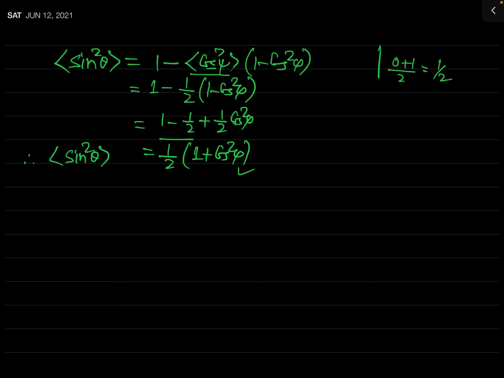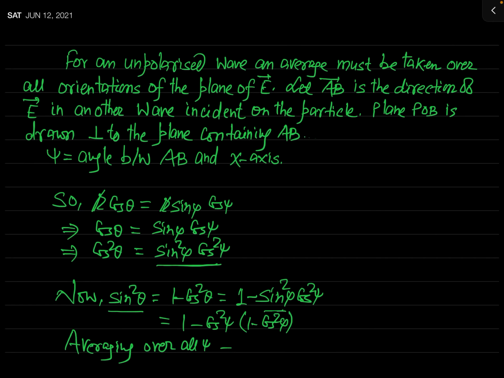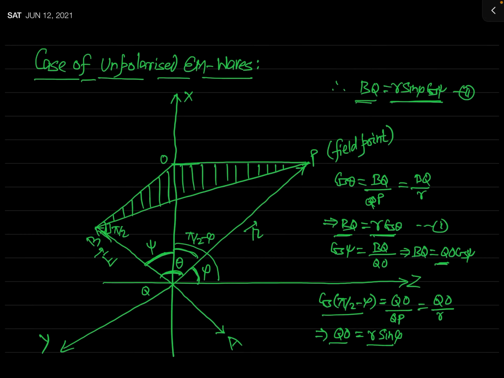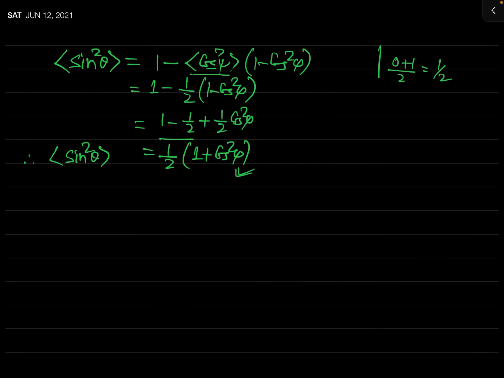So this value which we have obtained for sine square theta, now we will substitute it in the expression for the differential scattering cross section which we have defined in this equation A. And then this formula for differential scattering cross section will be for the case of unpolarized electromagnetic wave. So you can put it in this equation A.